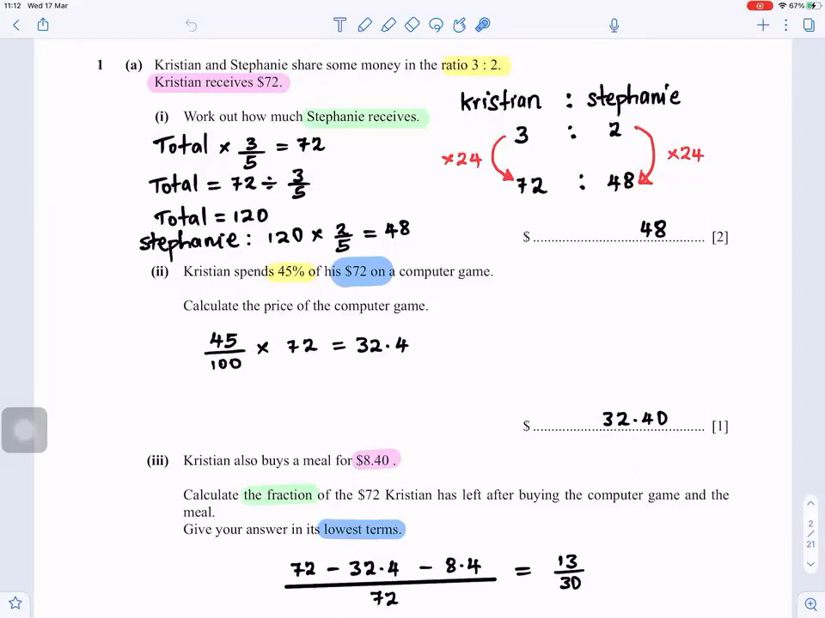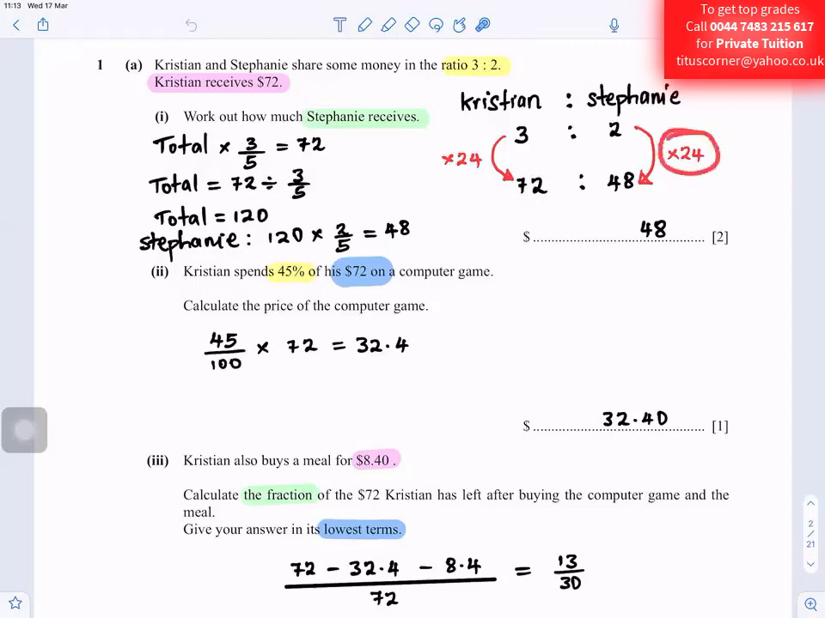So the way I will do it, I will write Christian on one side, the 2 dots is to Stephanie. Christian is 3, Stephanie is 2. Now, if Christian gets $72, I ask myself, what do I multiply by 3 to get $72? Or you can do it in reverse. $72 divided by 3 gives you 24. That means you multiply by 24. So 3 times 24 gives you 72. So you multiply by 24 on the right hand side. 2 times 24 gives you 48. So the answer is $48. That's one way to do it.